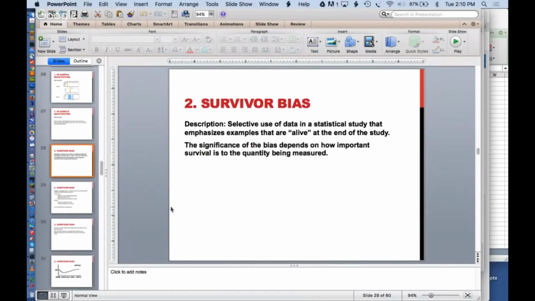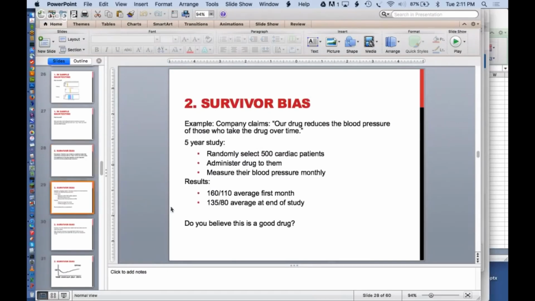Survivor bias. Does anybody know what survivor bias is? Raise your hand. Dave at least knows what it is. Okay. One person in the back. Okay. The official description is it's selective use of data in a statistical study that emphasizes examples that are alive. Let me give you an example.